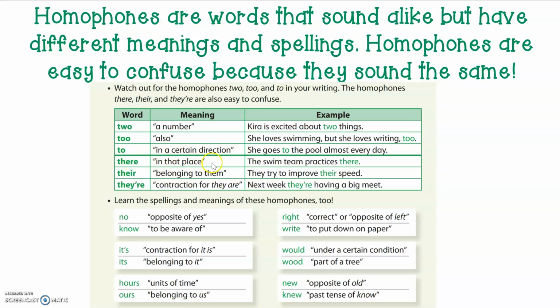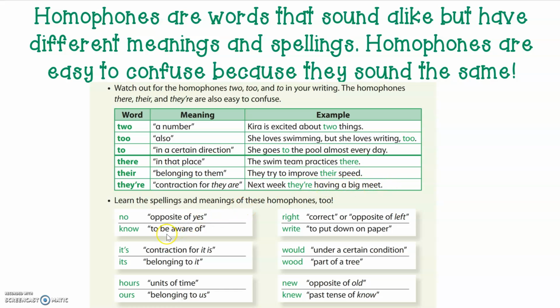There, in that place. The swim team practices there. Where does the swim team practice? There. Their, T-H-E-I-R, means belonging to them. They try to improve their speed. That means that the speed belongs to them. Their speed. They're, contraction for they are. Next week, they're having a big meet. That means next week, they are having a big meet.